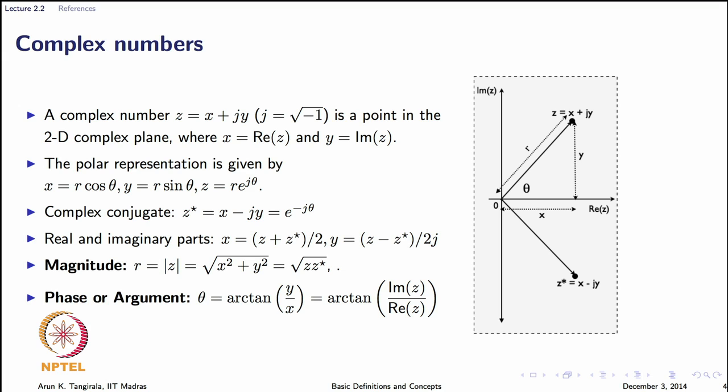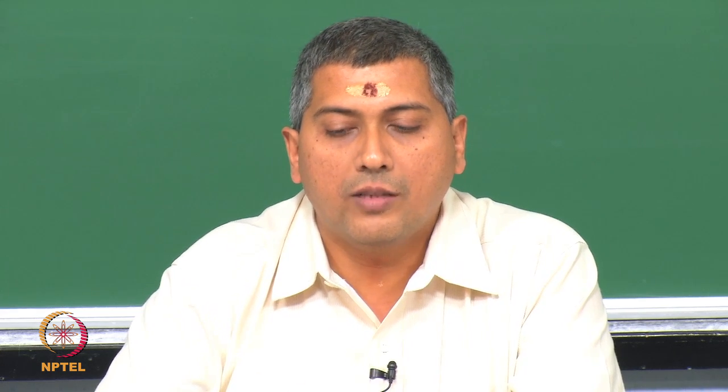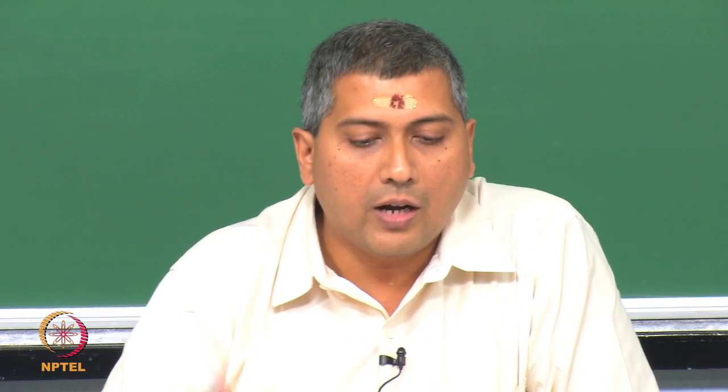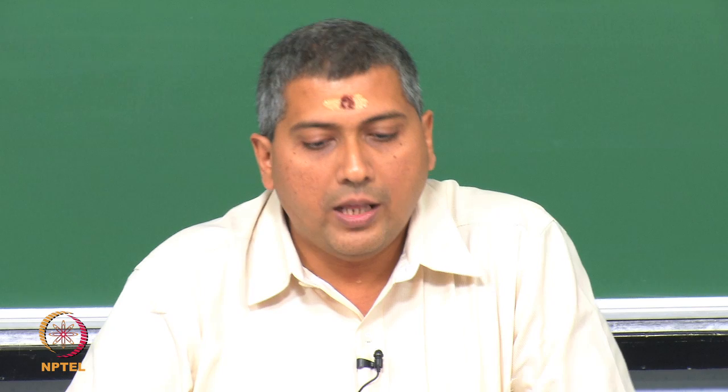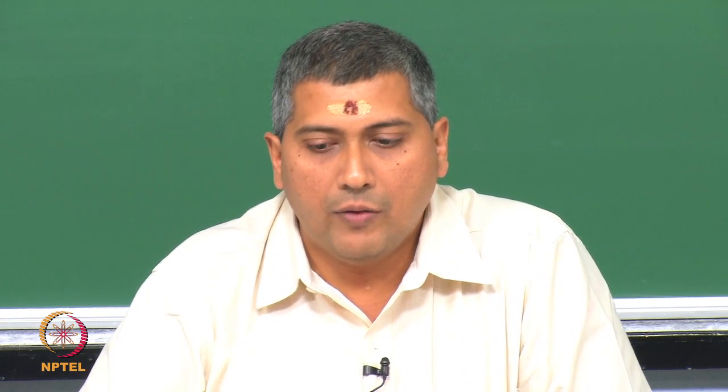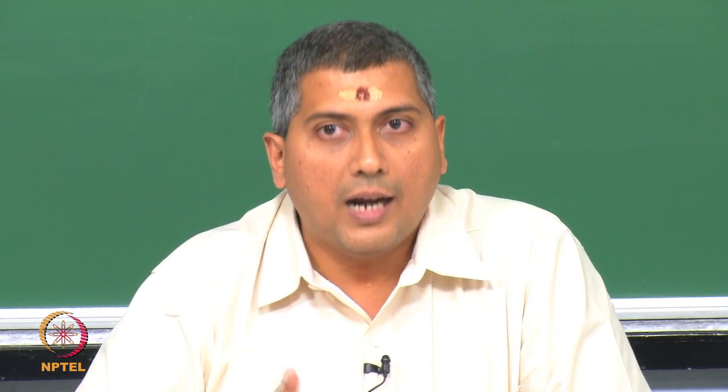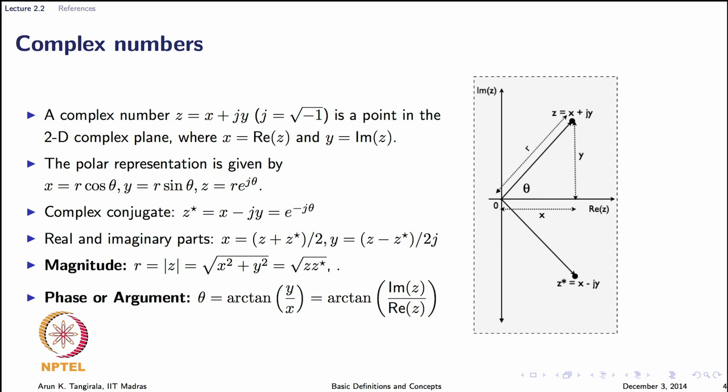Of particular importance is the polar representation of the complex number, where we rewrite the complex number in terms of what is known as a magnitude and a phase or an argument or an angle and so on. So there is a one-on-one relation between the magnitude and the phase and the real and imaginary portions, as I have shown in the schematic here. R is the amplitude, it is the magnitude of the complex number, and theta is the phase or the argument of the complex number.